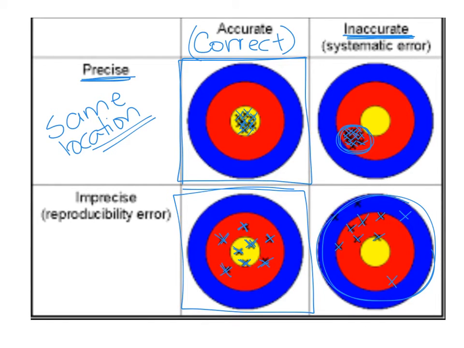So take a minute and go ahead and on your notes page, make a recording of these different examples of what it means to be accurate and precise, inaccurate but still precise, accurate and imprecise, or both being inaccurate and imprecise.